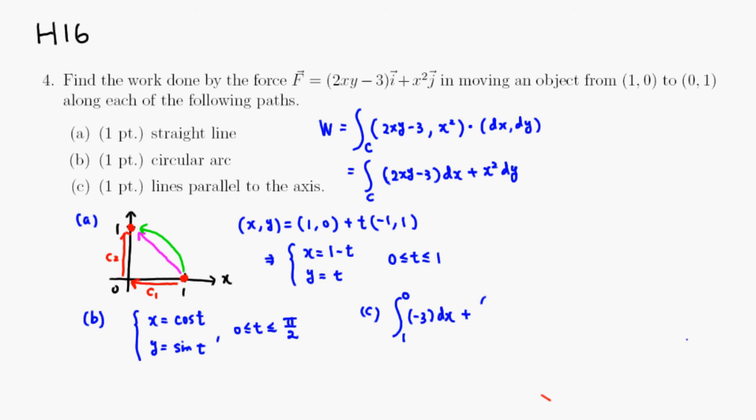you are going along the y-axis, which means x is 0 and there's no change in dx, so this part is 0. And x is 0 there, so you have 0 squared dy, which is 0, with y going from 0 to 1. But it is 0 anyway because the integrand is 0. So all I have to do is evaluate that. I'll let you compute that.